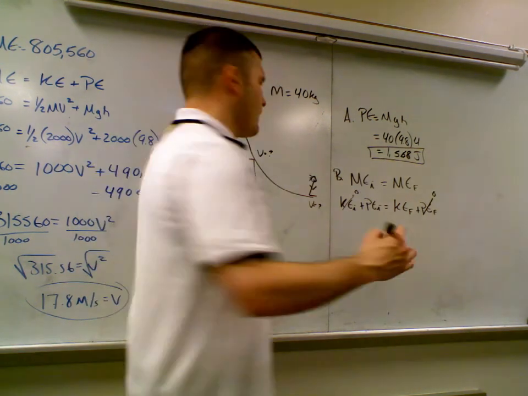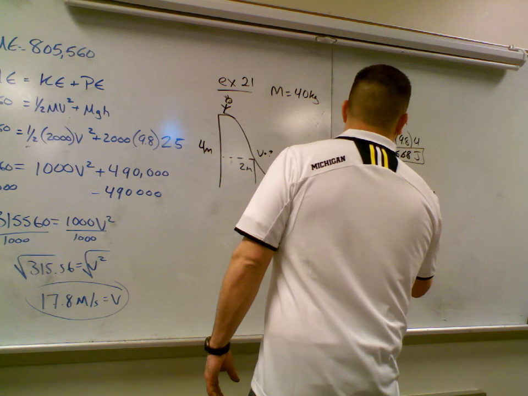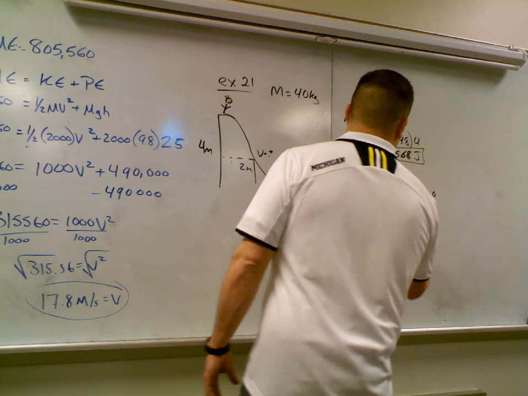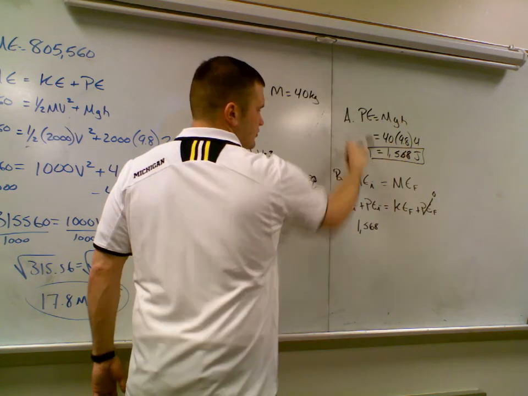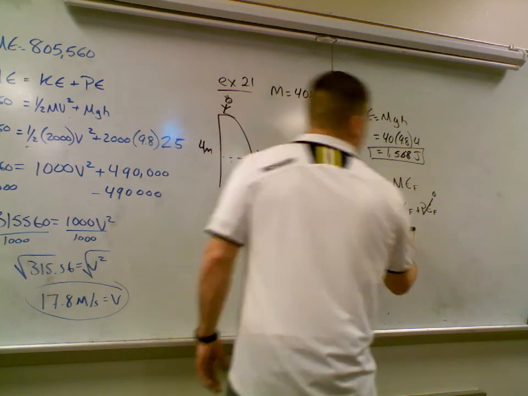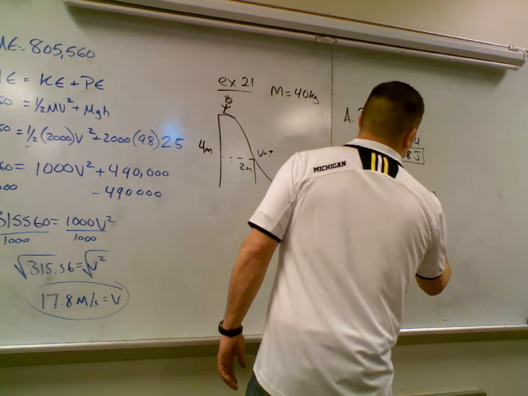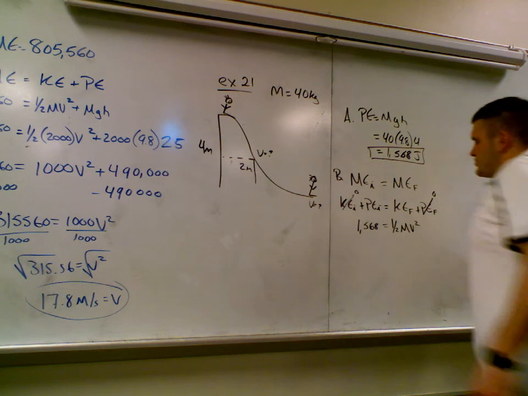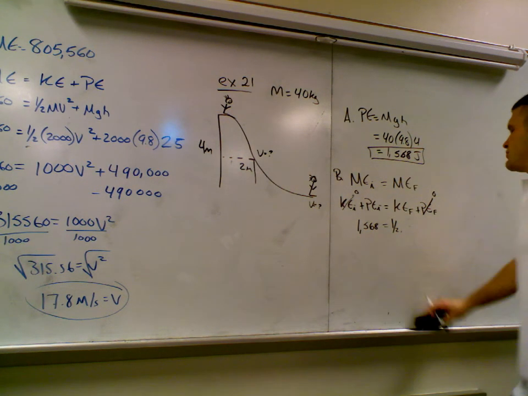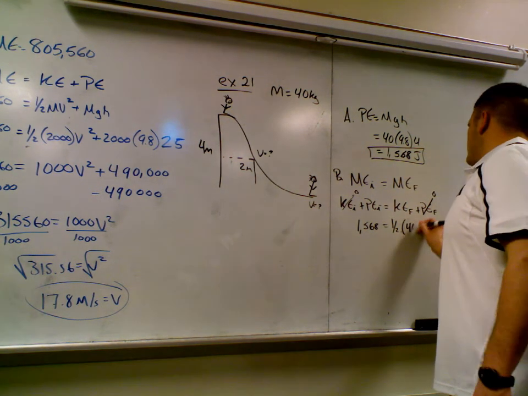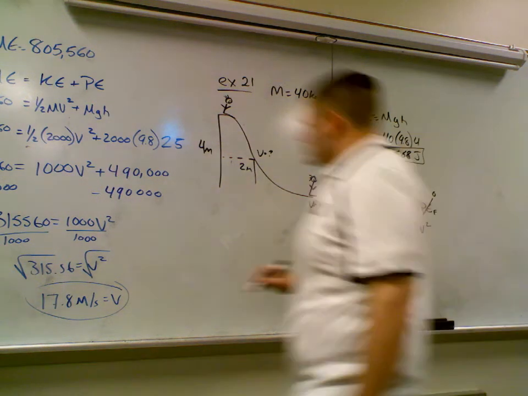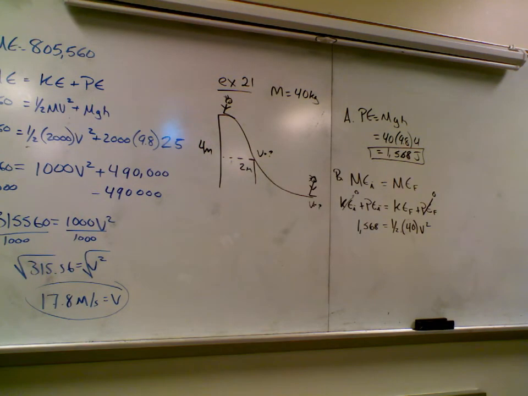So we have 1,568 because that's our potential energy initial, right? Equals 1/2 mv squared. M is what? 40. So we can solve that for v.